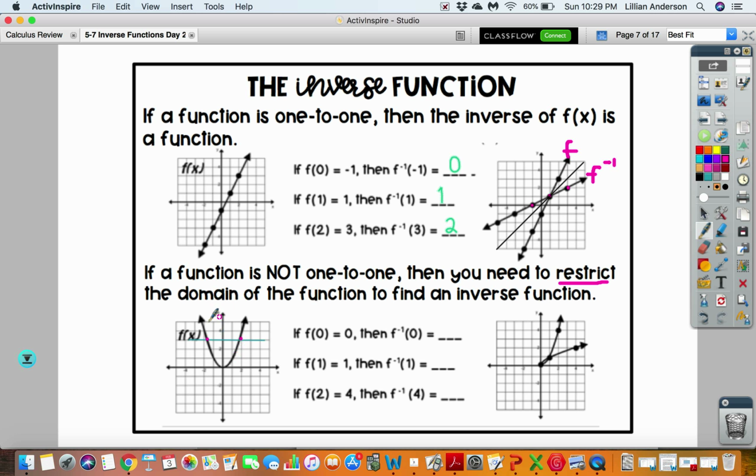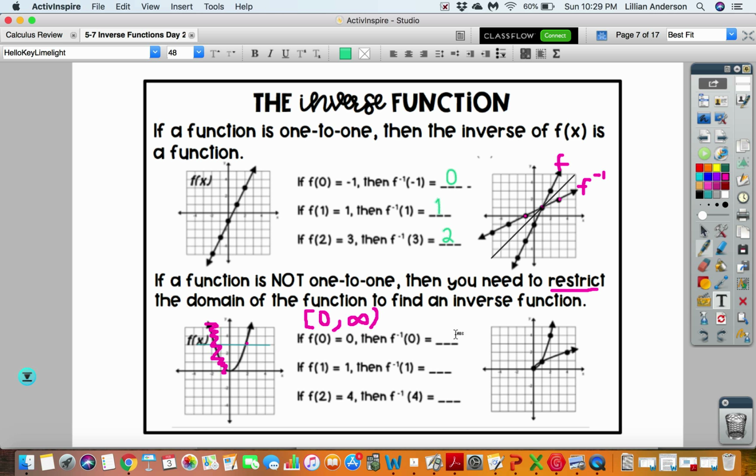So if I were to take this quadratic and not even consider the x's that are less than 0, but instead look at the domain from 0 to infinity, then we can see that just that right-handed part of that quadratic will indeed pass the horizontal line test, meaning that it would be a function. So if we're able to restrict the domain, then we're able to answer all these questions and actually figure out the points on our inverse.